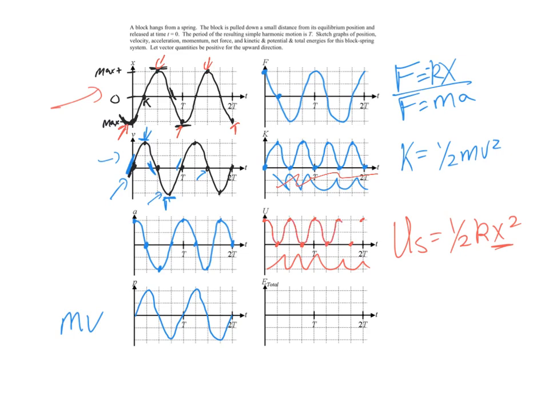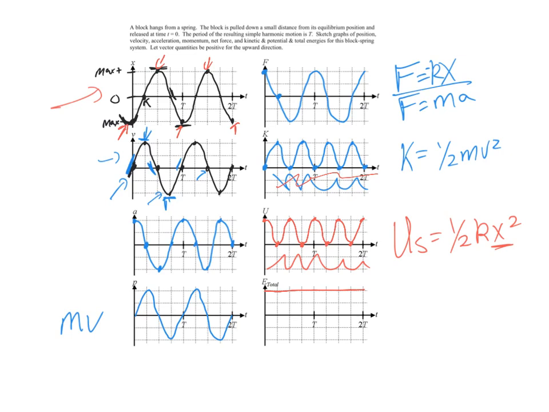Now, you should notice, hopefully, that the potential energy and the kinetic energy are opposite of each other, which should make sense. As it gains potential energy, it loses kinetic energy. And as it gains kinetic energy, it loses potential energy, which means the total energy of the system should just stay constant across. Because remember, energy is conserved.